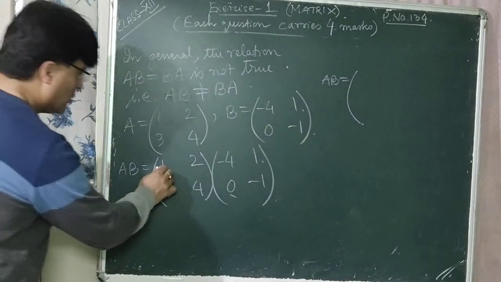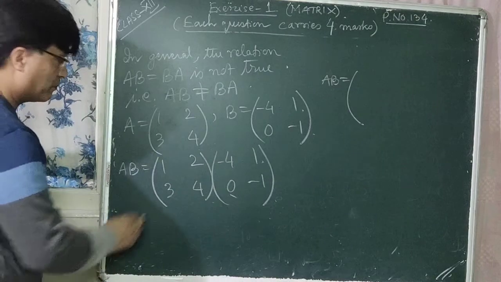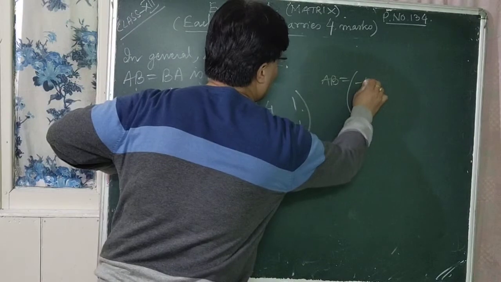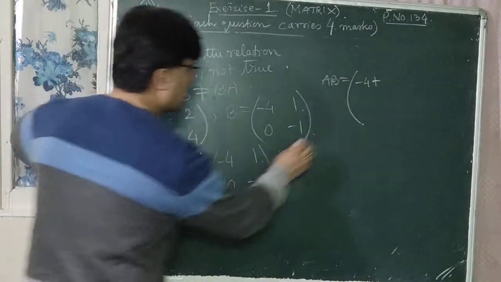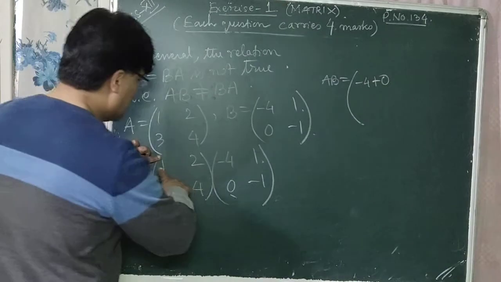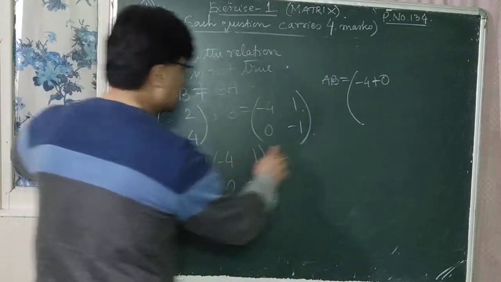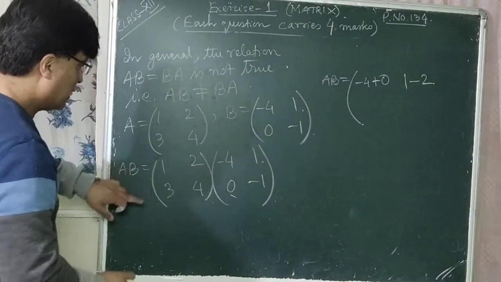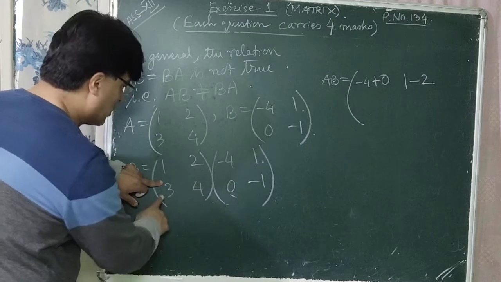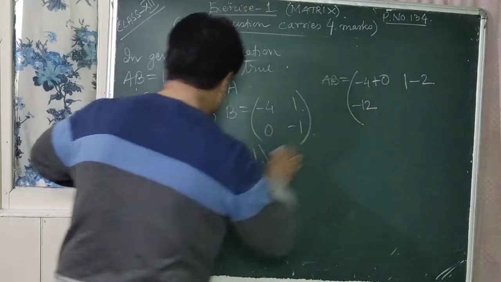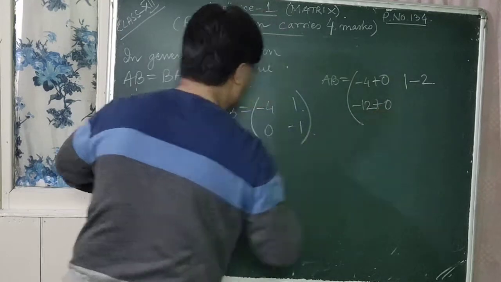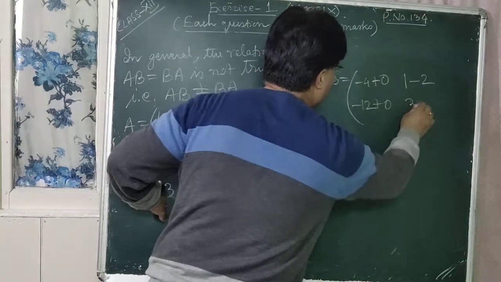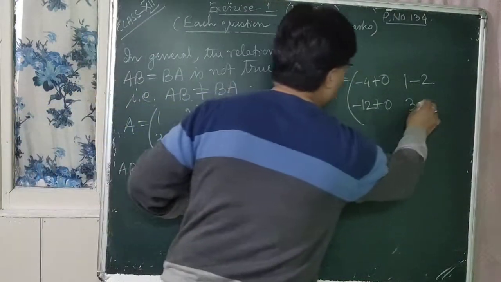to, now first row by first column. Multiplying first row by first column, 1 into minus 4 plus 2 zeros are 0. Now again this first row should be multiplied by the second column, 1 ones are 1, then 2 into minus 1, minus 2, right? Now this second row should be multiplied by the first column, 3 into minus 4, minus 12, plus 4 zeros are 0. Next, again this second row should be multiplied by the second column, that is 3 ones are 3, and minus 4.